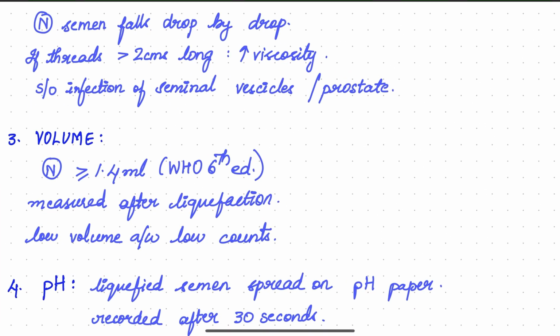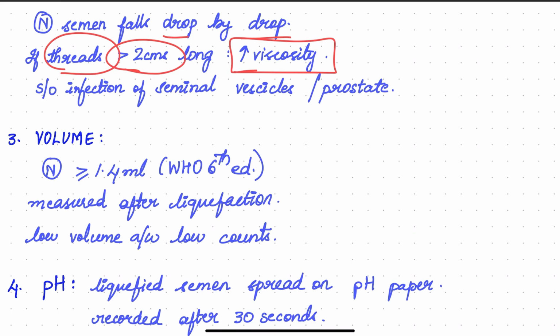Normally, if you hold the semen with a capillary tube and let it fall drop by drop, there is no thread formation. If there is thread formation of more than 2 centimeters, it is said to be increased viscosity.